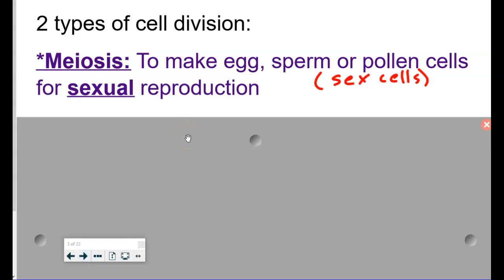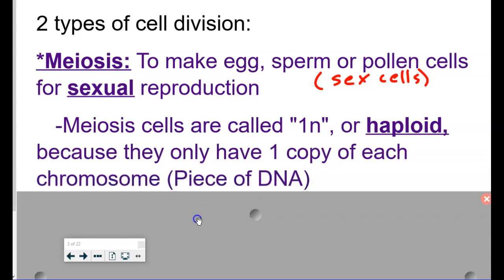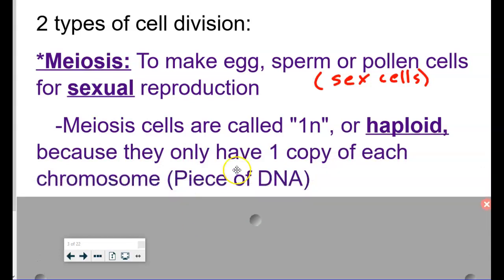Now there are two types of cell division. One of them is meiosis, which we're going to come back to later in the quarter. So I'm going to give you a short intro to it, but we're going to look at this more in detail later. Meiosis is when you're making egg, sperm, or pollen cells for sexual reproduction. These cells are special. We give them the special name haploid. Haploid is kind of short for half, and this little symbol here, 1N, is a short way of writing haploid.